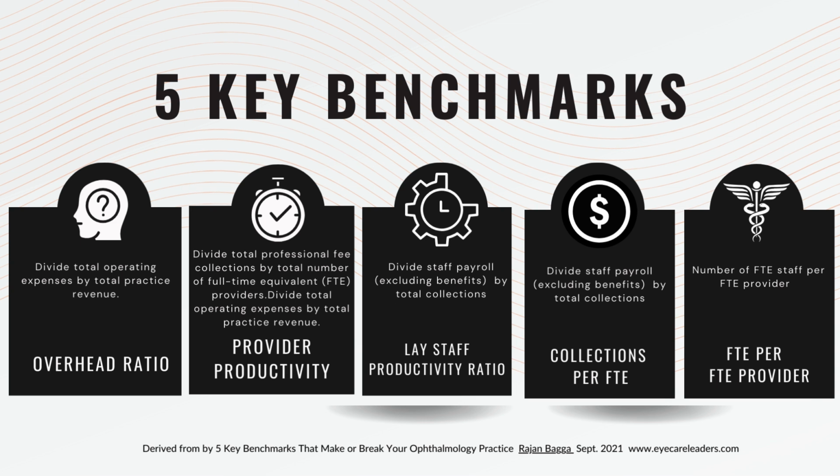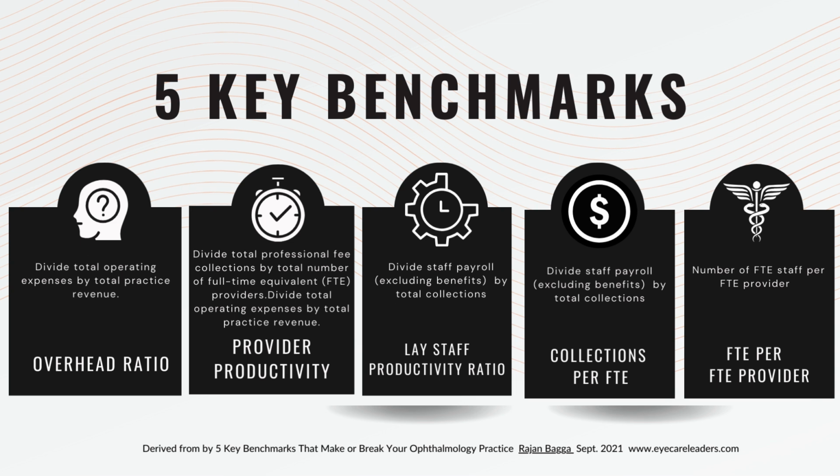Now we're going to talk about 5 key benchmarks. And the link to the article where I got this from is at the bottom here if you want to take a deeper dive into it. So how to calculate your overhead ratio is you divide total operating expenses by total practice revenue. You exclude from the operating expenses the salary and personal expenses for any revenue generating provider, including MDs, ODs, and physician extenders like PAs. What's healthy is 50 to 70%.